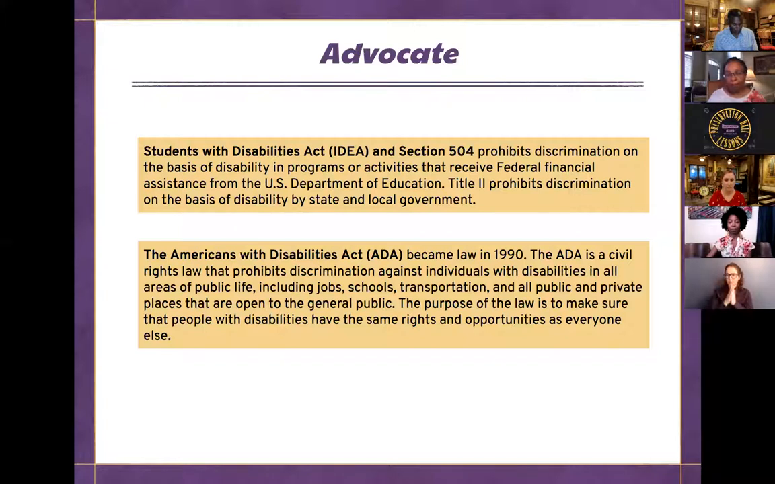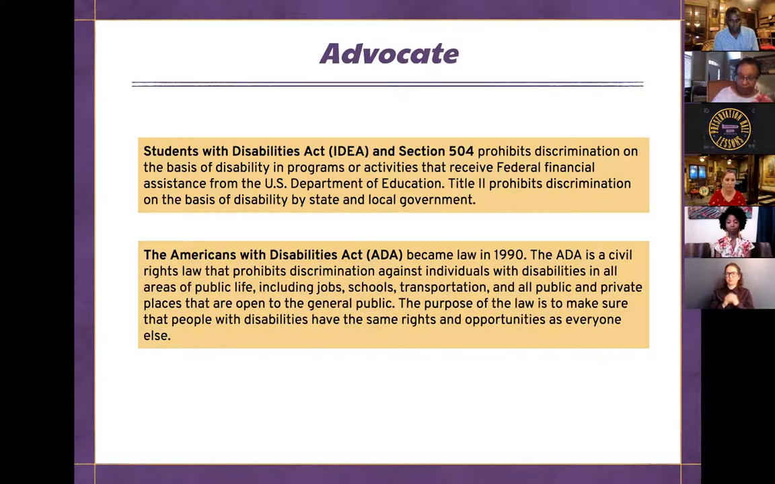And it extends into the Americans with Disabilities Act that went into law in the 1990s. If it were not for the Civil Rights Act that came before all of this in 1965, we wouldn't have a lot of these particular laws. But this particular law is part of the civil rights law that prohibits discrimination against individuals' disabilities in areas of public life, including jobs, schools, transportation, and all public and private places that are open to the general public.